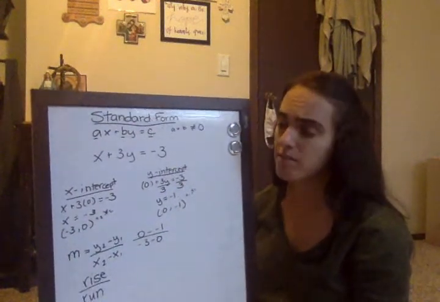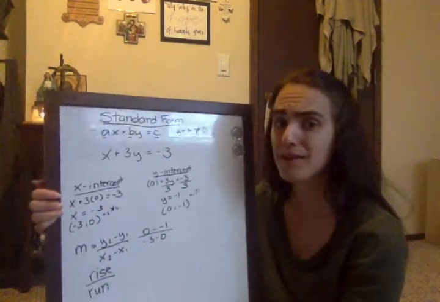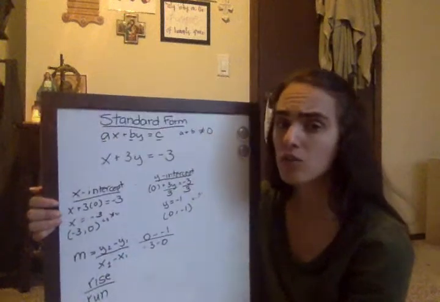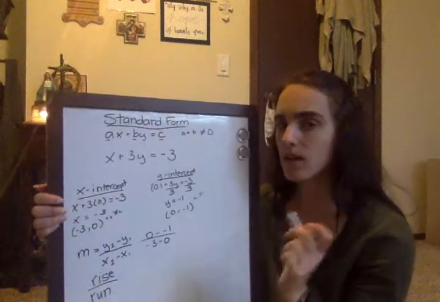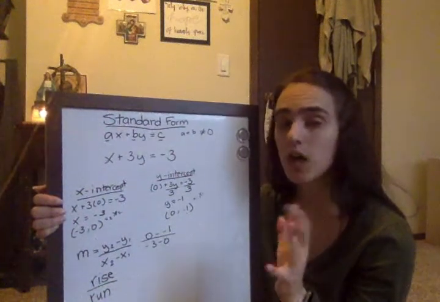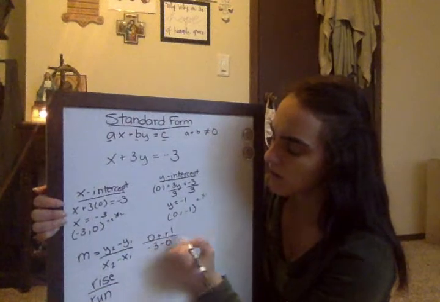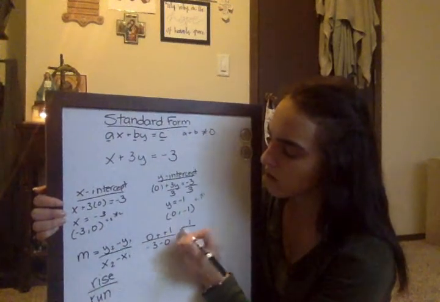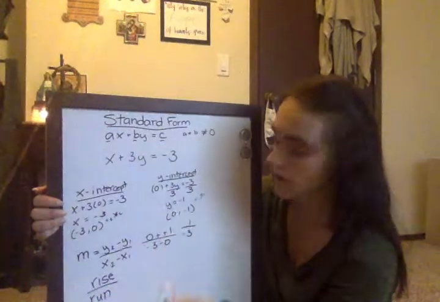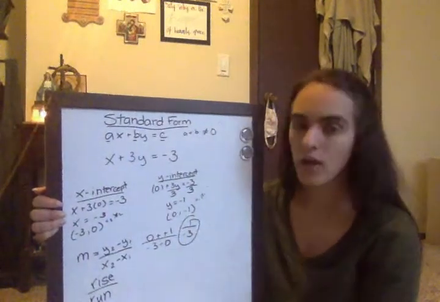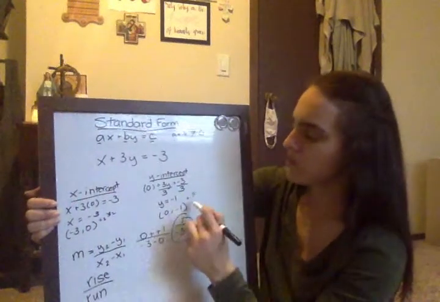I just decided to make this one x2 and y2. Doesn't really matter though, as long as you are watching your signs and making sure you're not missing your negatives, and you're being careful in your subtraction. So 0 minus a negative is plus a positive. So this is 1 over negative 3 minus 0, which is negative 3. So my slope is 1 over negative 3.